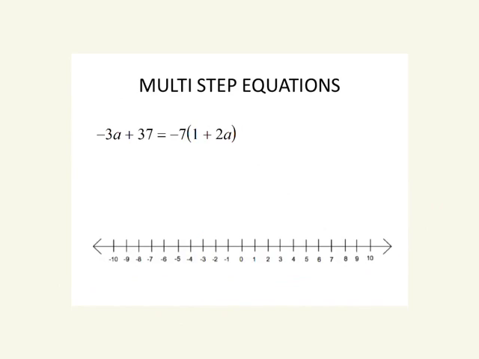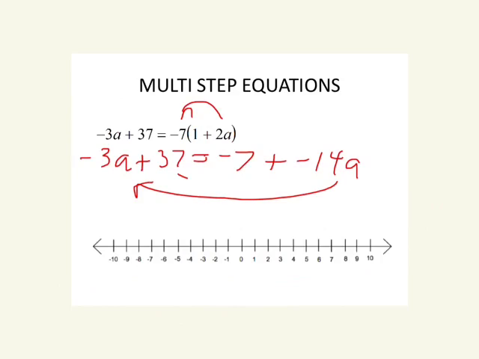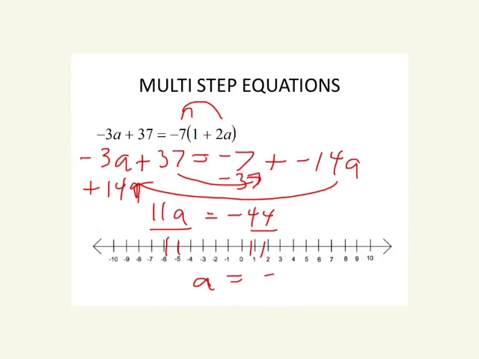So now here's a multi-step equation. So if you remember multi-step equations, we distribute through first, so we have negative 3a plus 37 is equal to a negative 7 plus a negative 14a. Now we're going to change sides and change signs. So this becomes plus 14a over here, so that's 11a. This becomes a negative 37 over here, so that's a negative 44. Divide by 11. I get a is equal to a negative 4.